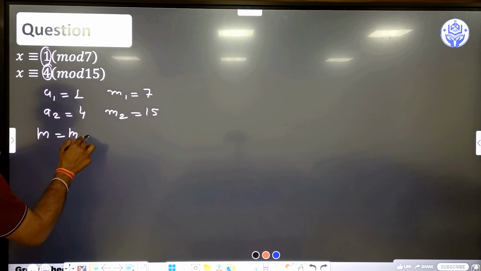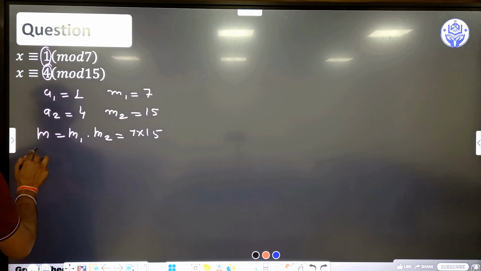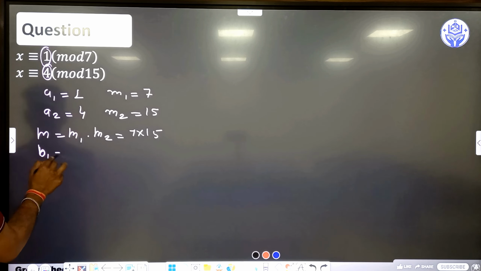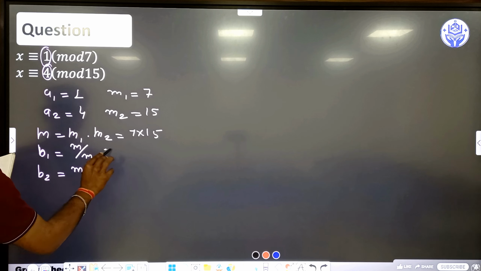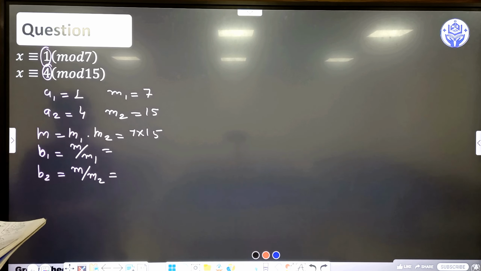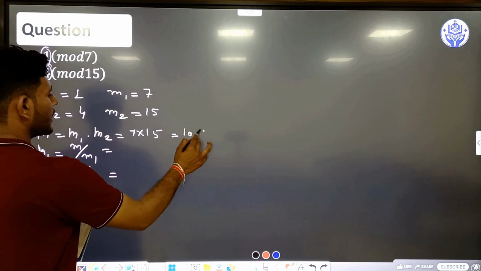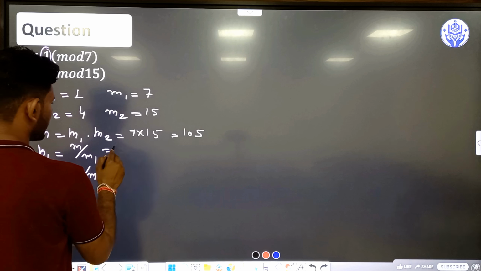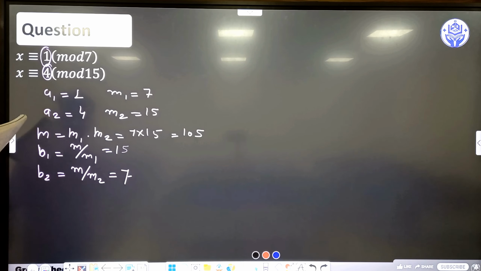So from here, my first step is to calculate m. That is nothing but m1 into m2, that is 7 into 15. And after that, I will calculate b1, b2. That is nothing but m upon m1, m upon m2. So I have calculated the values. That is simple. This is 105, and if I divide by 7 and 15, then this will be 15 and this will be 7. So I have b1, b2, a1, a2, and all these things.